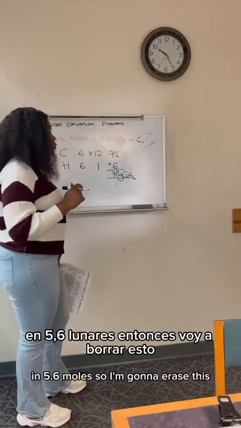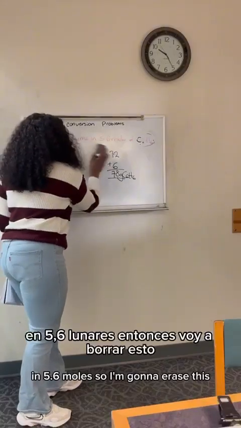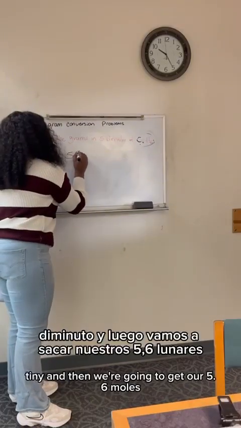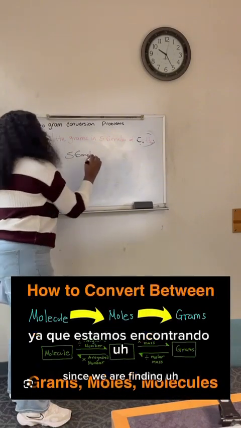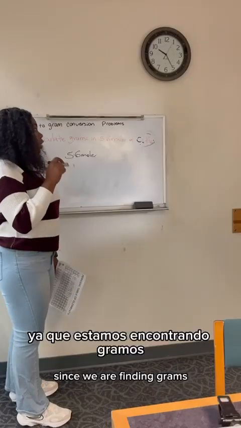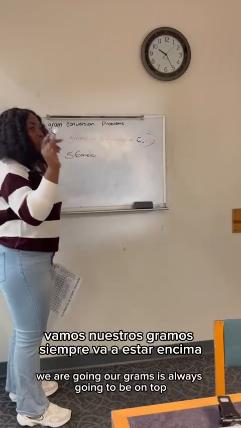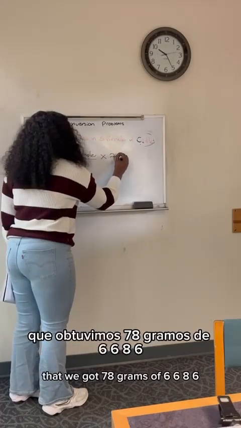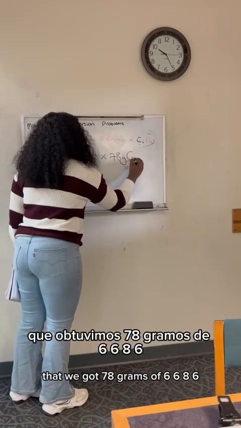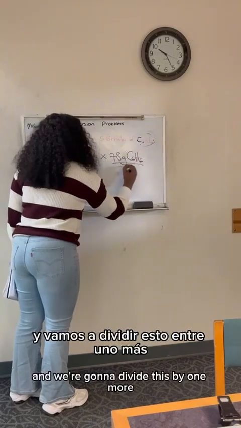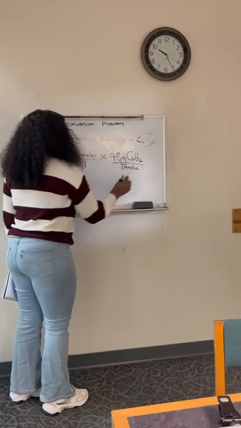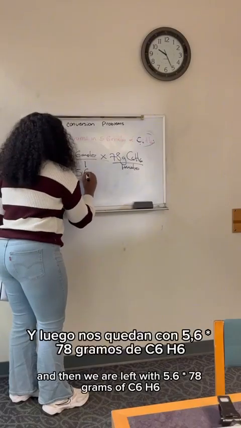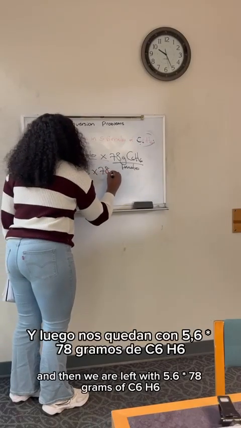Now that we have 78 grams of C6H6, we are going to figure out how many grams we are having in 5.6 moles. So I'm going to erase this because the font is too tiny. And then we're going to get our 5.6 moles. Since we are finding grams, our grams is always going to be on top. So we're going to get 5.6 over 1 times the 78 that we got, 78 grams of C6H6, and we're going to divide this by 1 mole. So the moles go away, and then we are left with 5.6 times 78 grams of C6H6.